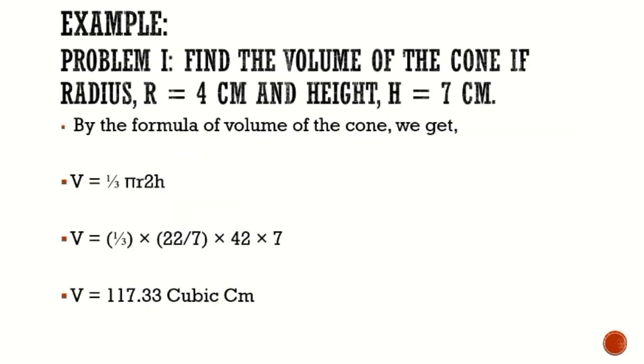Example problem 1. Find the volume of the cone if radius is equal to 4 cm and height is equal to 7 cm. By the formula of volume of the cone, we get volume is equal to 1/3 pi r squared h. Volume is equal to 1/3 times 22 over 7 times 4 squared times 7 is equal to 117.33 cubic centimeters.